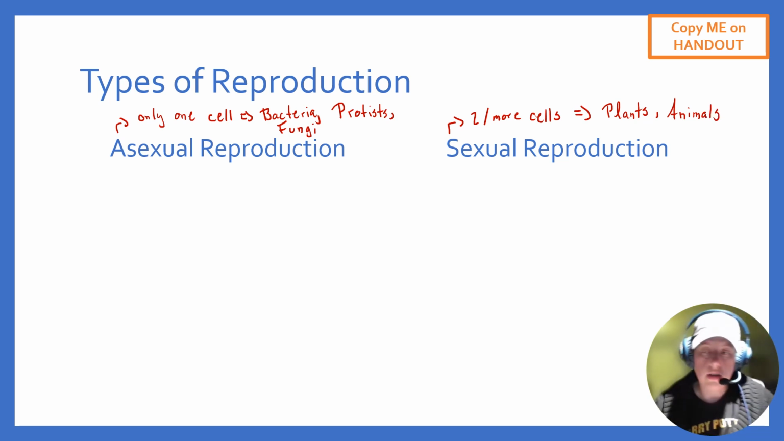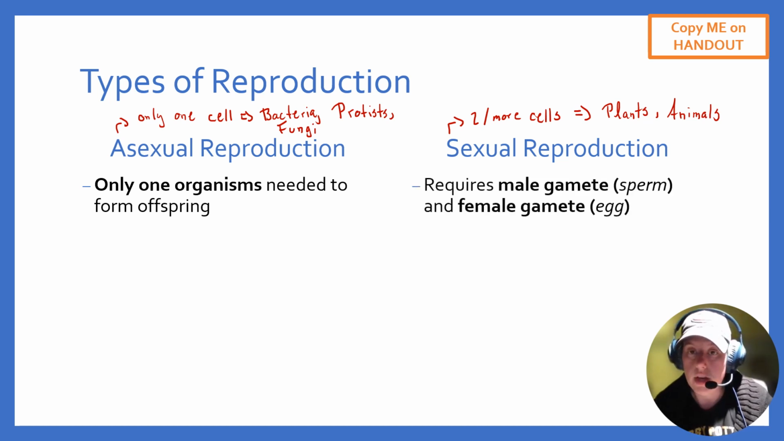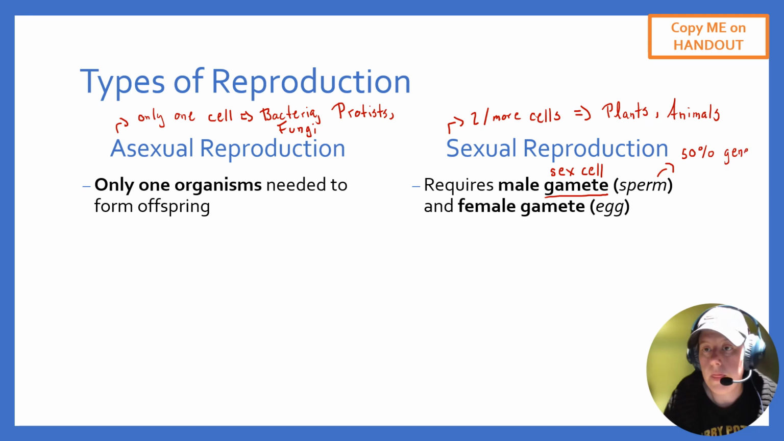Now, for individuals that undergo asexual reproduction, you only need one organism to form offspring. This is very different from sexual reproduction, where you need 2 organisms that have different sex cells. Your gamete is the term for a sex cell. So for individuals that undergo sexual reproduction, you have to have a male sex cell and a female sex cell. And each of these sex cells are going to have 50% of the genetic info needed to produce the offspring.